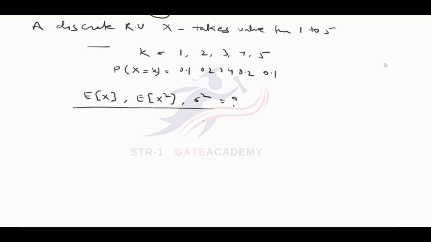Next we discuss a discrete random variable question. X is a discrete random variable taking values from 1 to 5, and probabilities are given to us: 0.1, 0.2, 0.4, 0.2 and 0.1. We want to calculate the expectation of this. The expectation is the sum from 1 to 5 of xi times f(xi).